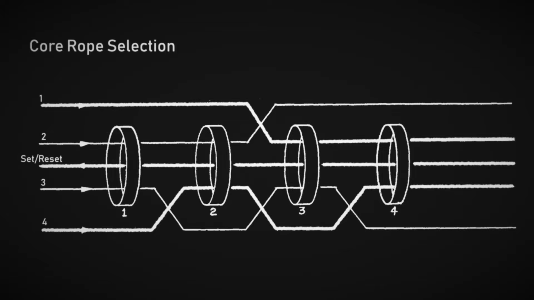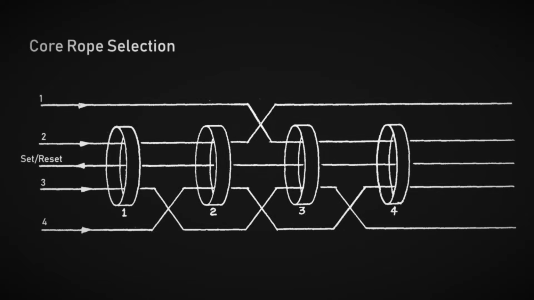Because core 1 is the only one threaded by the set wire, its magnetization changes according to the direction of the set wire's current. Before we go on to the next core, the current in the set reset wire is reversed, and core 1 returns to its original magnetization. The other cores, on the contrary, are not affected, because the magnetization is already saturated.